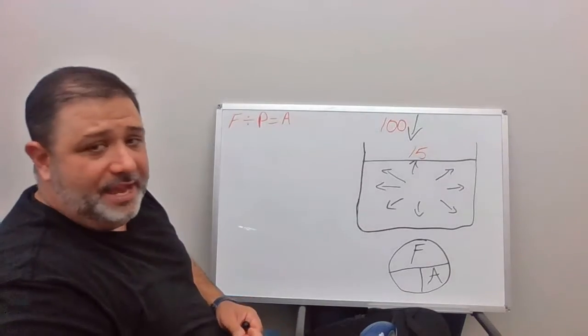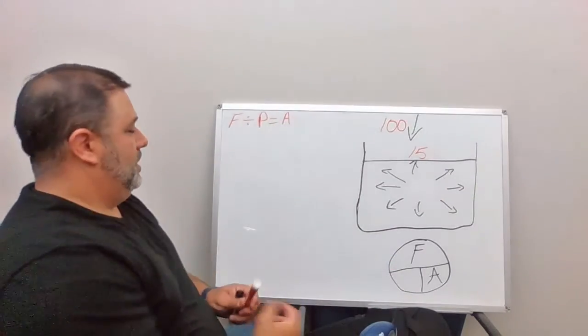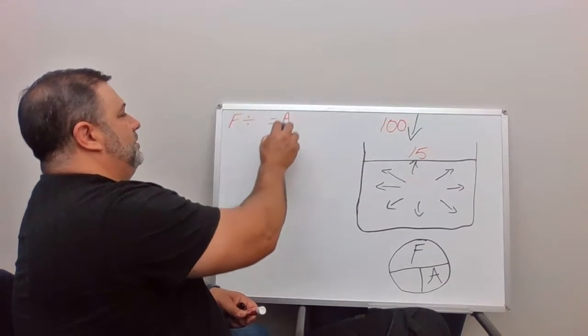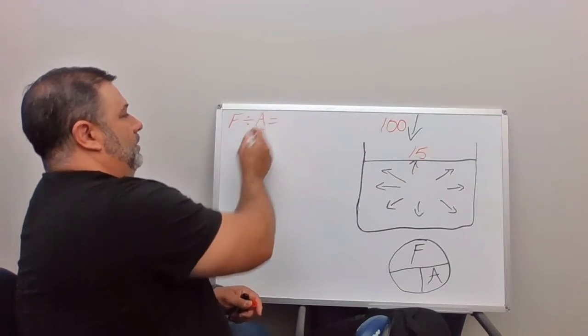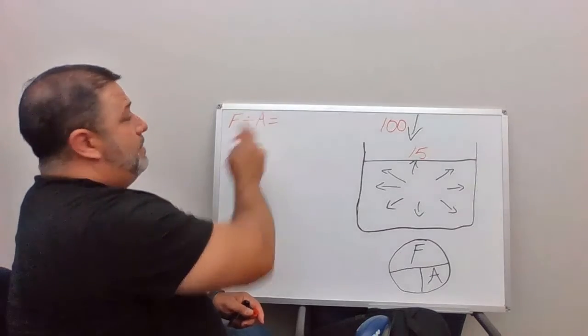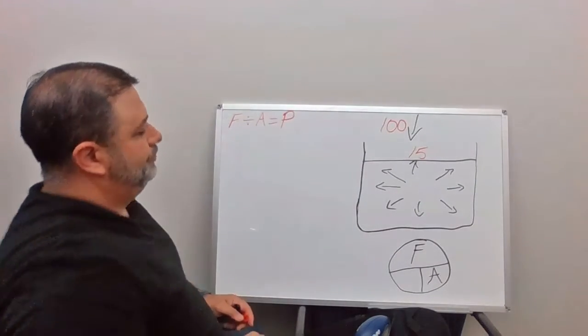Again, same thing. Up and down, we divide. So I'm just going to replace these two with force divided by area equals our pressure.